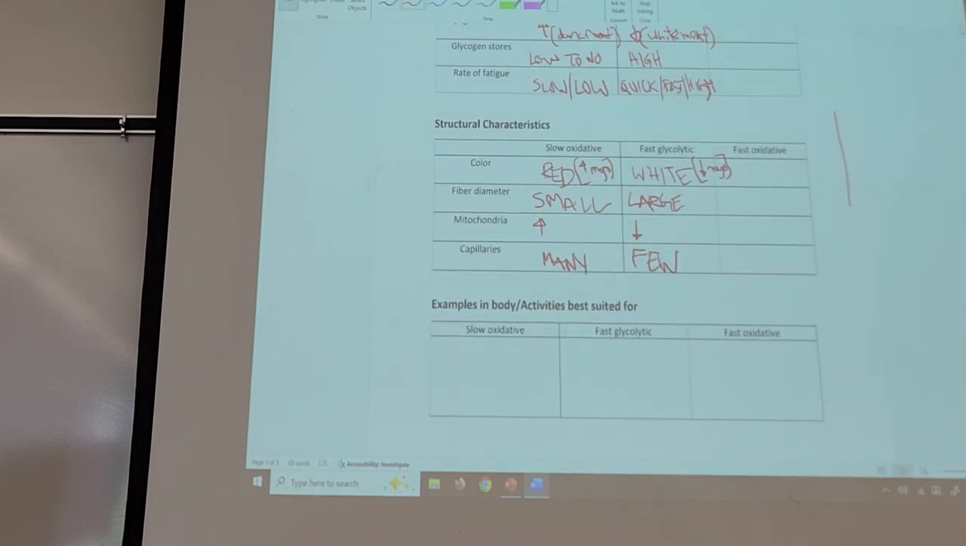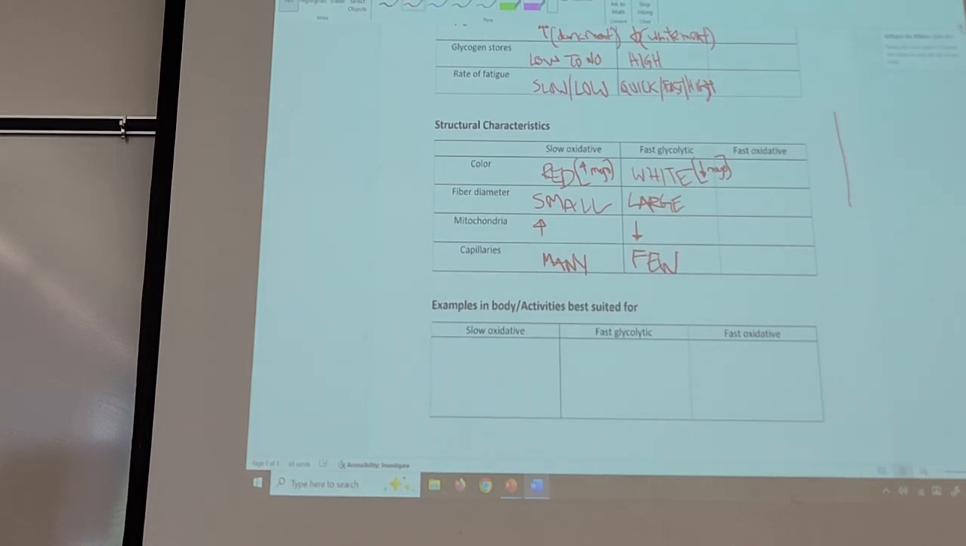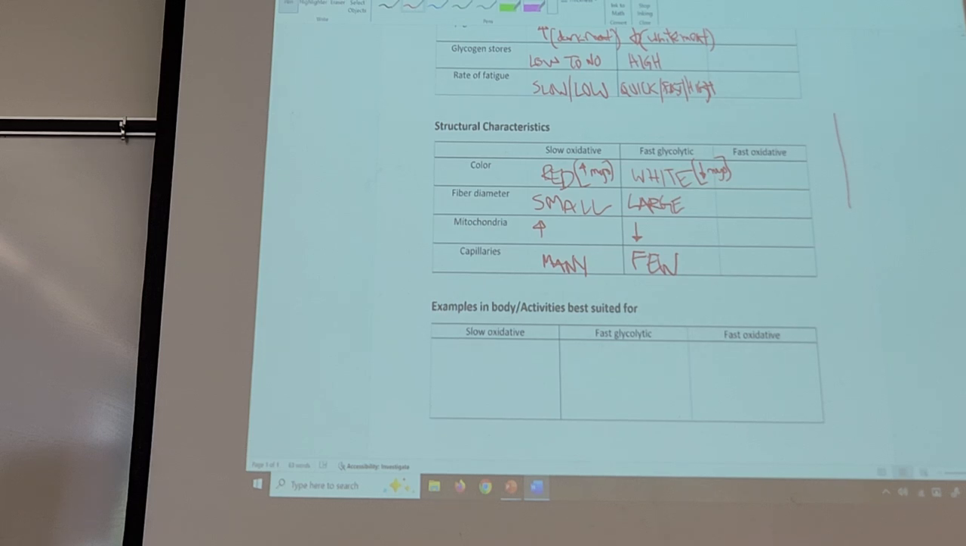Can you say one more time for the fast oxidative fibers, the primary pathway for ATP? That's aerobic, because oxidative is in the name.